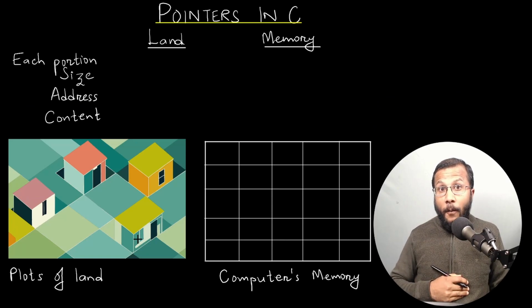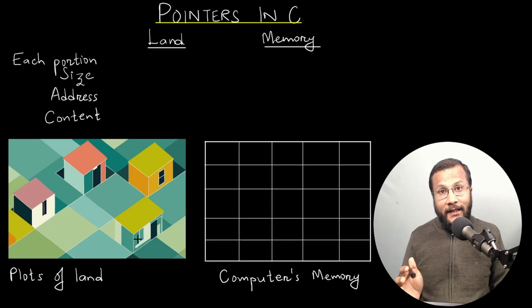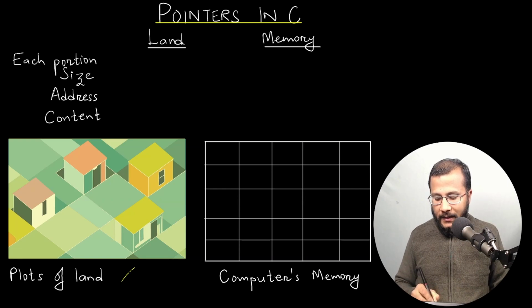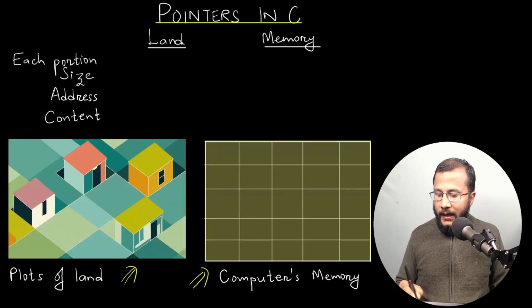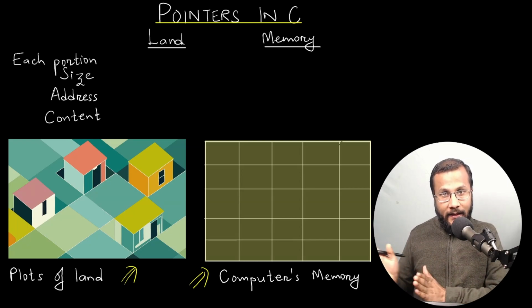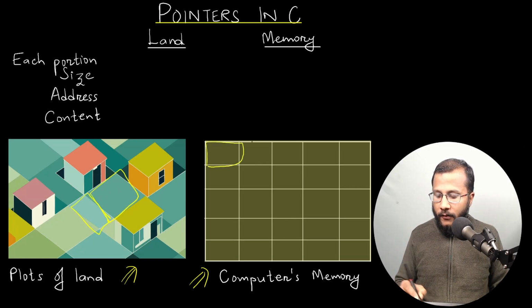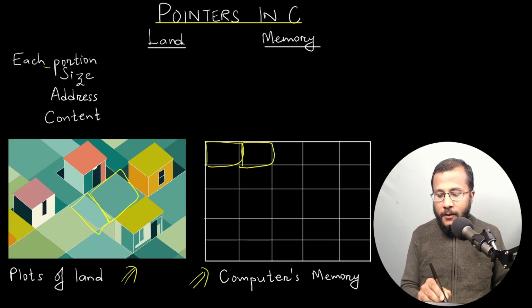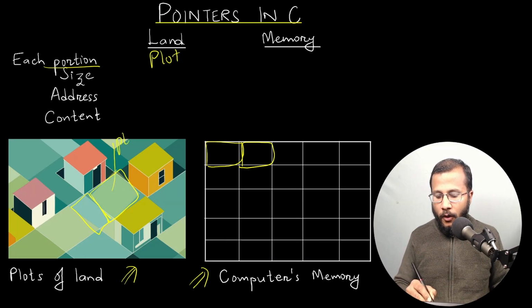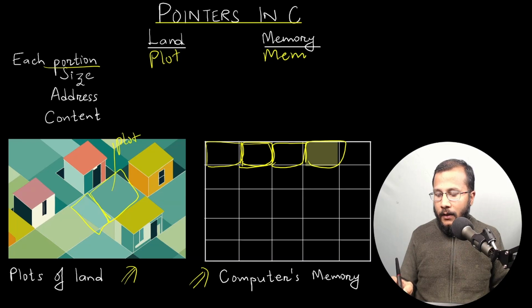Now let's compare the plot of land and the memory. This is the land that is shown to you, and this is the computer's memory divided into different cells, different units. Like this big land is divided into different plots, this memory is divided into different units. Each portion of the land is called a plot. Similarly, each part of the memory is called a memory cell. So these are memory cells.